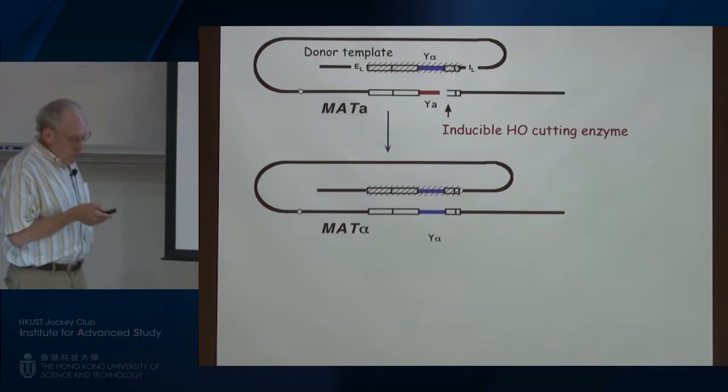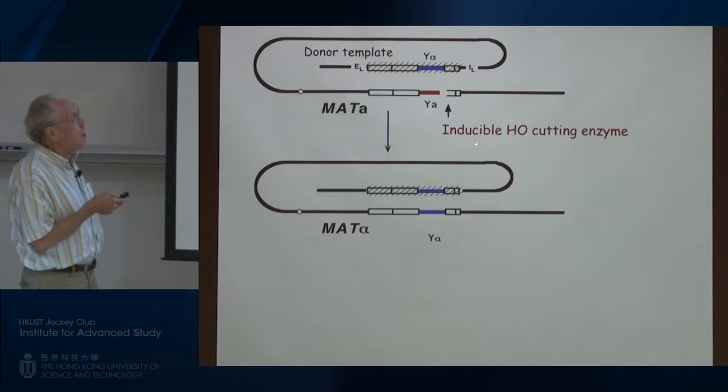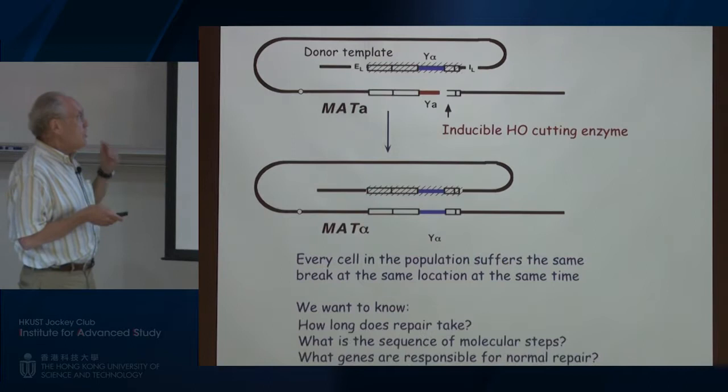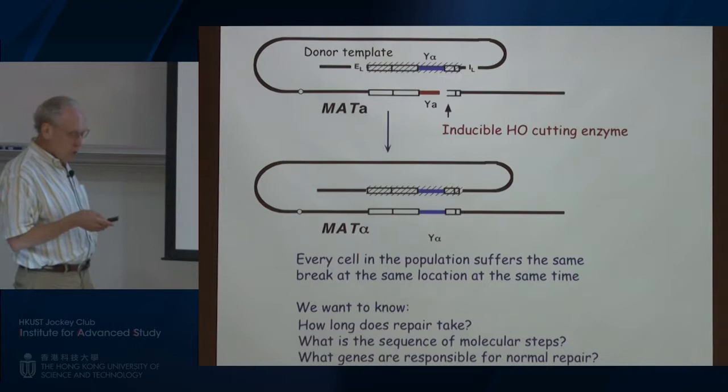Okay, so Ira Herskowitz's lab was one of the early labs that studied aspects of this process along with us, and they discovered that they could take this HO enzyme and place it under the control of an inducible promoter, and that meant that you could turn on this break in the cells so that essentially all the cells would break at the same time. And then we took this system and we wanted to know in more detail how long it took to do this repair, what kind of steps we could identify in the process, and what genes were responsible for this repair. And so this is how we did it.